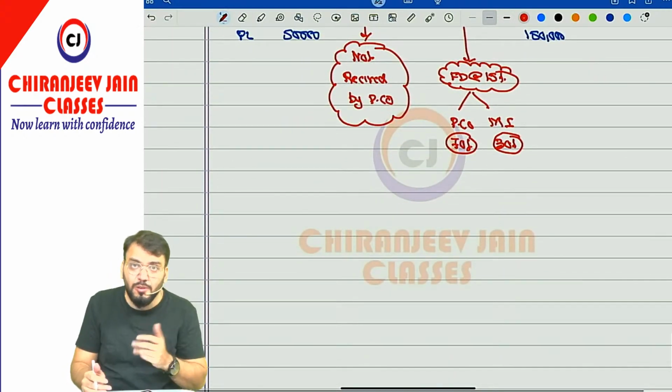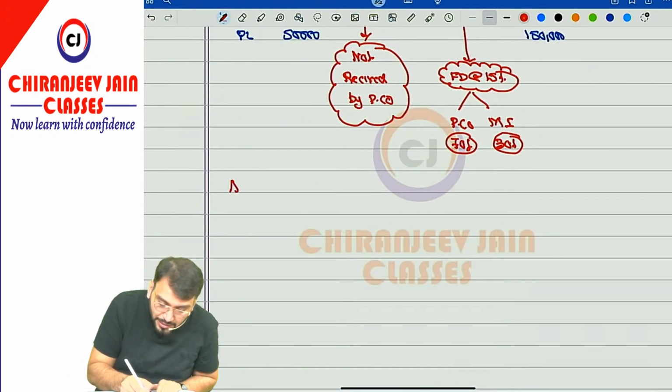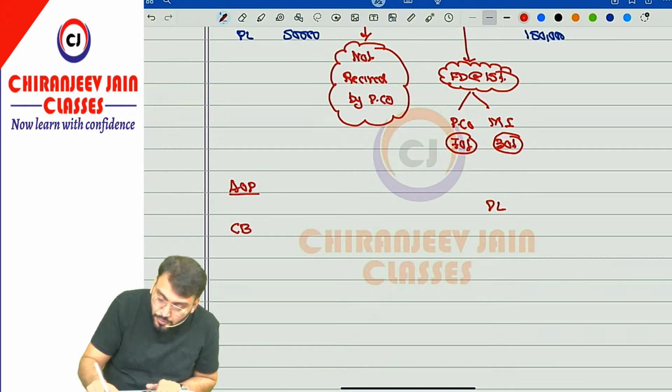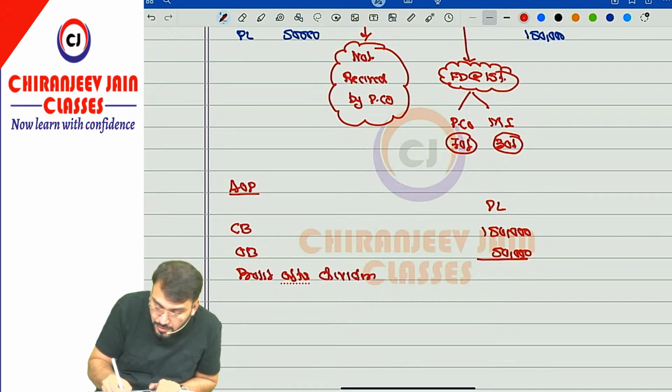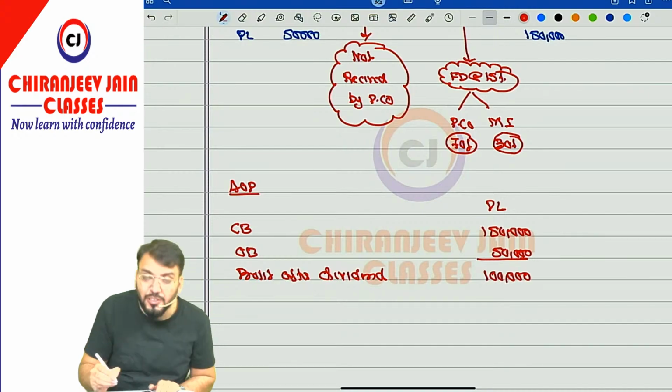Now in this case also we will prepare analysis of profit. So analysis of profit in this question also. So we write down PL. What is the closing balance given? 1,50,000. What is the opening balance given? 50,000 given. So tell me, can you say this becomes profit after appropriation of dividend? This becomes profit after dividend. How much? 1 lakh. This is a profit after dividend.